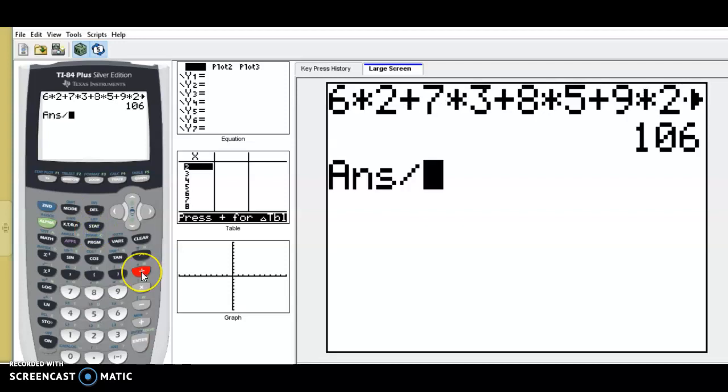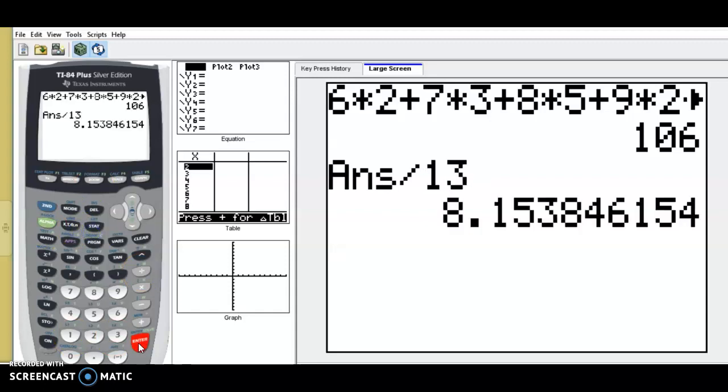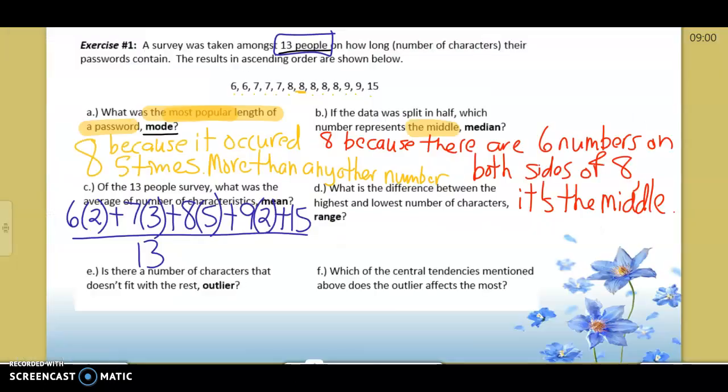I then divide that by the number of passwords there was, 13, and it works out to be about 8.15. Let's round to the nearest tenth today. So if there is a 1 in the tens place with a 5 behind it, we are going to kick that up to a 2. So we're going to round this to simply 8.2.